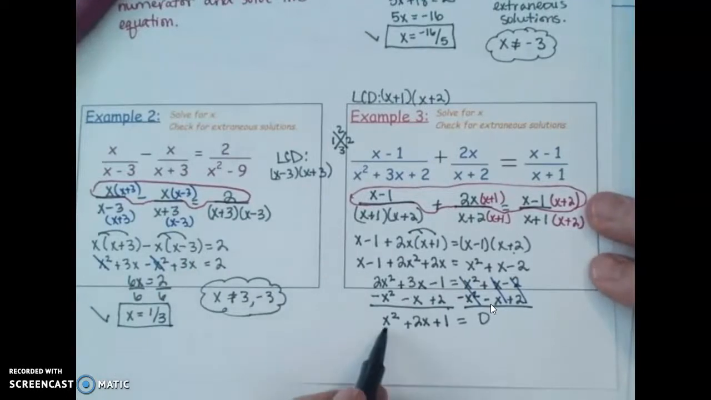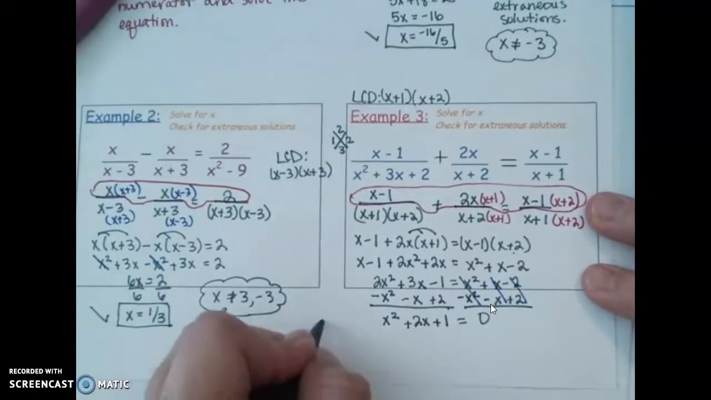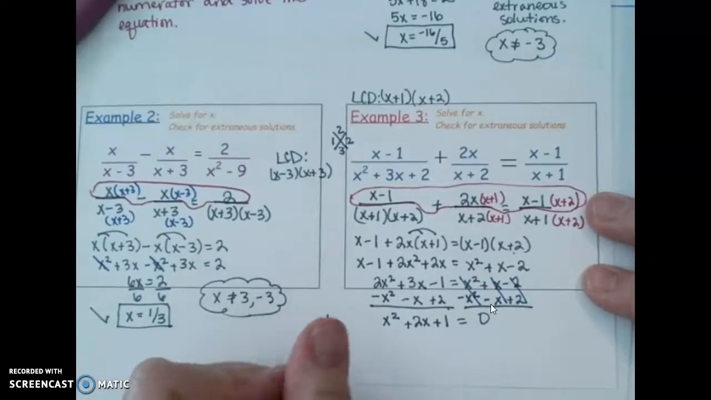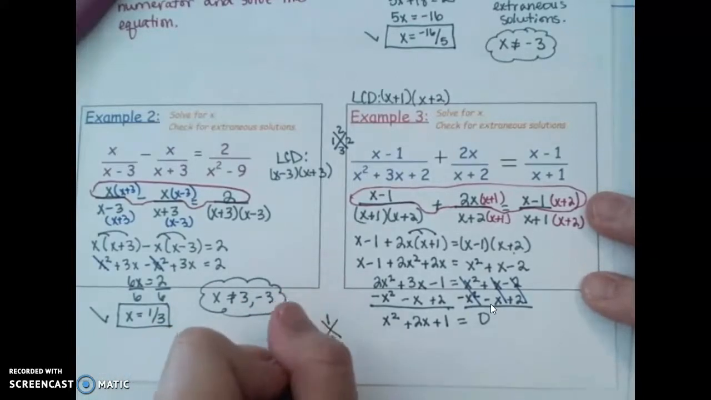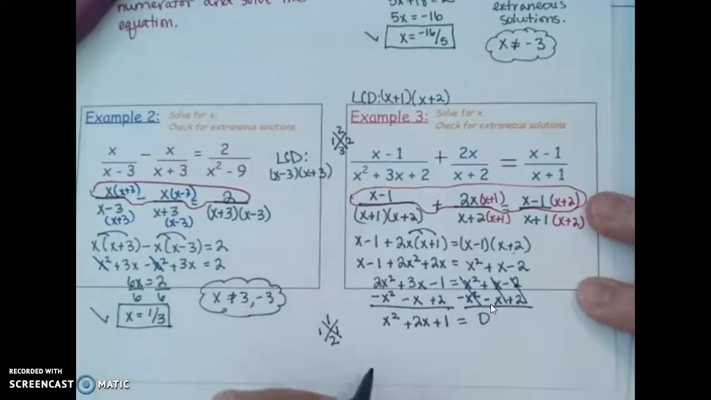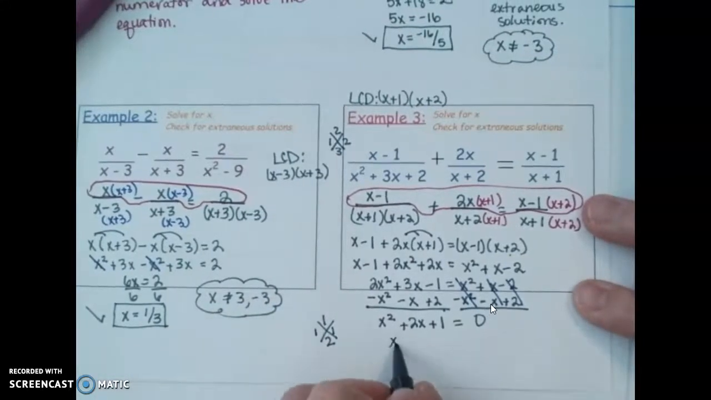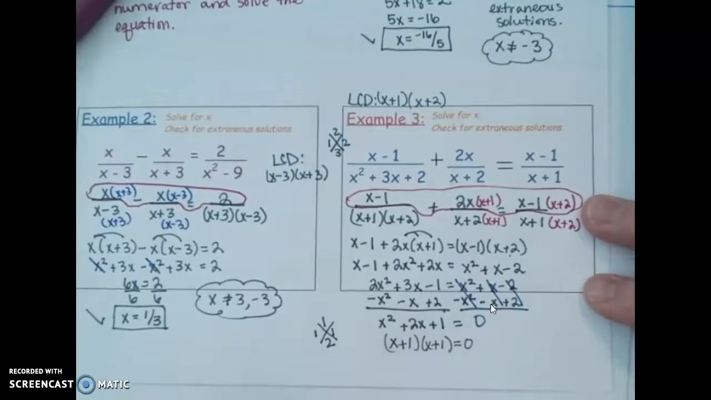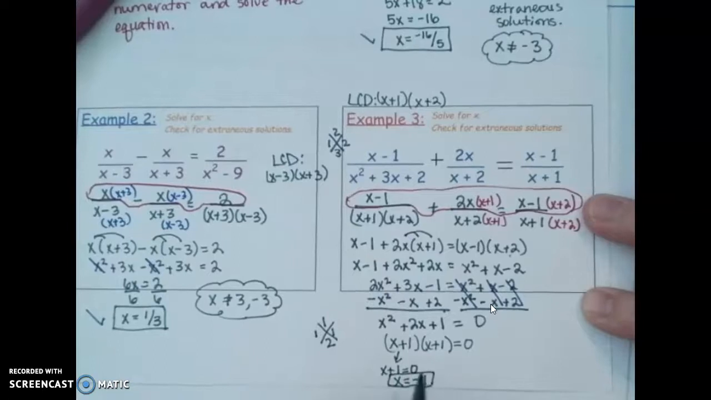And then we're going to think about using AC. 1 times 1 is 1. I need factors of 1 that will give me 2, which is going to be 1 and 1. So this is going to say x plus 1 times x plus 1 equals 0. And you know you would set each factor equal to 0 and solve. So x would equal negative 1. And it's actually a double root. So you don't need to do that again.